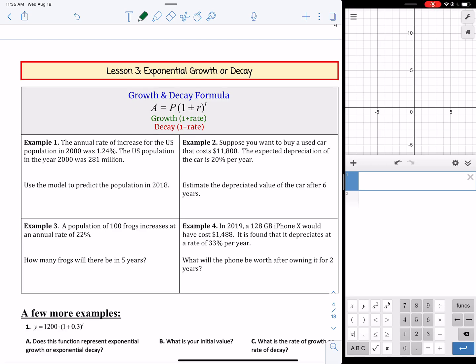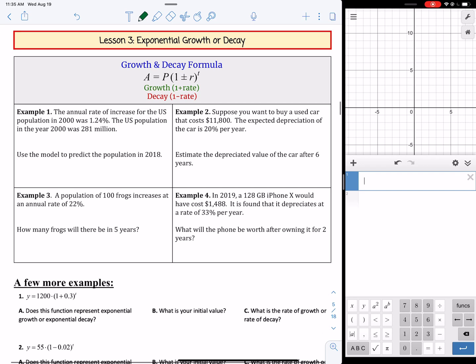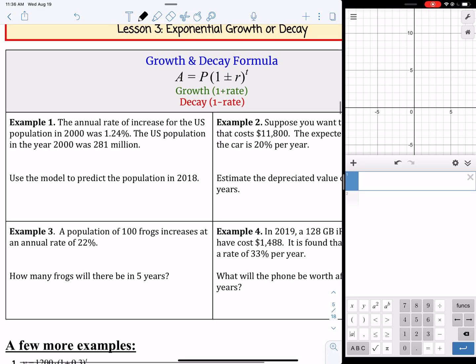In this video, we're going to take a look at some application problems involving exponential growth or decay. So our formula that we use is A equals P times 1 plus R for growth and 1 minus R for decay, and then all raised to the power of T. So let's write down what those variables represent for a minute.